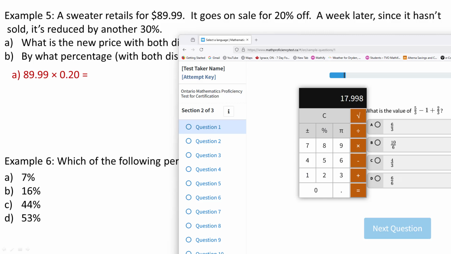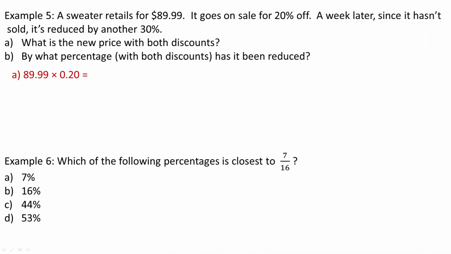Again, money, we want to round to this decimal place. So the 8 makes that 9 round up to a 10, which makes that 9 round up to a 10. So that would actually round to $18 even. That would be the discount. To get the new price, we take what it was originally sold for and subtract the discount, which gives $71.99.